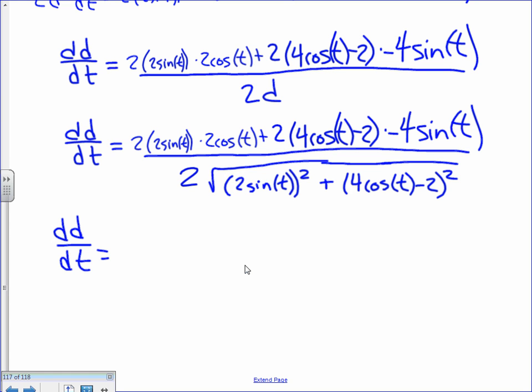Let's simplify our first term. I've got a 2 times a 2 times a 2. 2, 4, 8. So it becomes 8 sine of t cosine of t, plus, and in this term, I can distribute here, plus 8 cosine of t, and then minus, or shoot, am I missing something? Yeah. It's not plus 8 cosine of t. Man, this is the problem when you don't use parentheses. Even myself, when I don't use parentheses everywhere I should, I get myself in a little trouble.